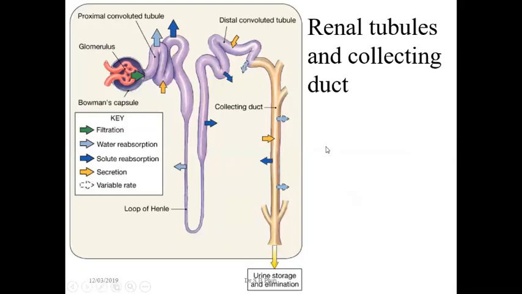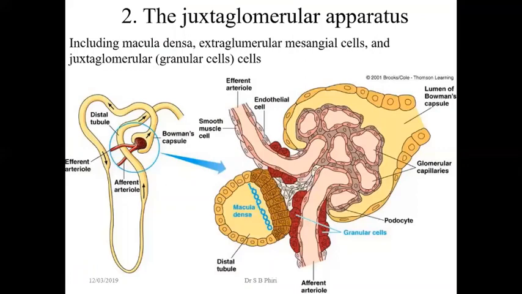The structure of the nephron, I think I've already explained. Now the juxtaglomerular apparatus. The juxtaglomerular apparatus will include the macula densa, the extraglomerular mesangial cells, and the juxtaglomerular granular cells. The granular cells are the ones responsible for the production of renin. The macula densa cells are the ones sensing sodium chloride that is moving within the distal convoluted tubule.